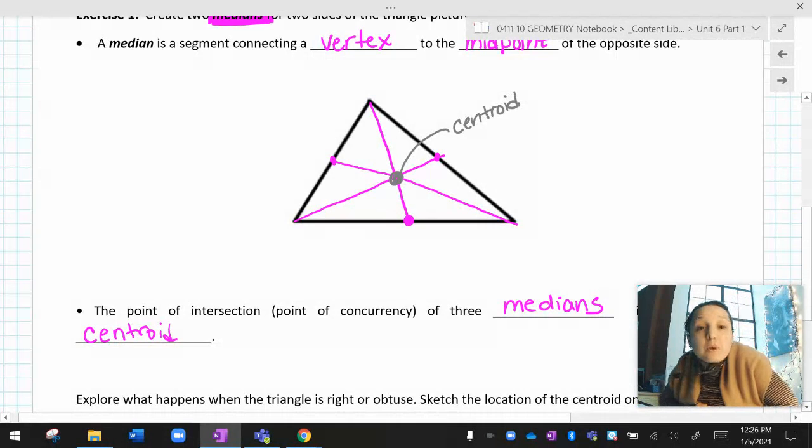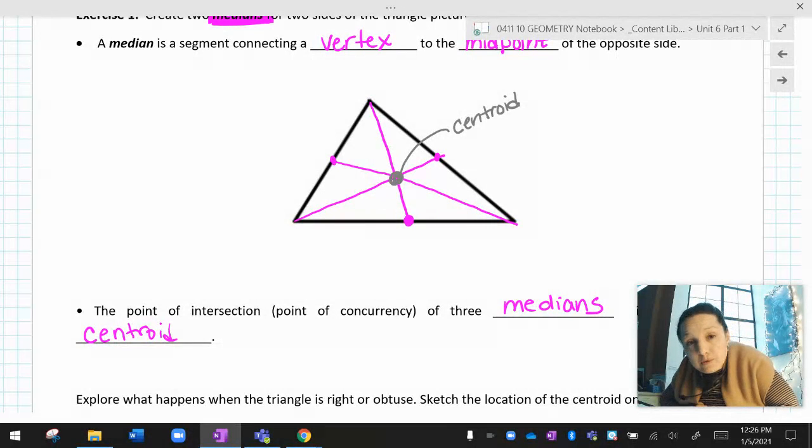Now, we've had points of concurrency before. We had points of concurrency of perpendicular bisectors. That was called the circumcenter. We have point of concurrency of angle bisectors. That was called the incenter. And now we have the medians that connect to what's called the centroid.